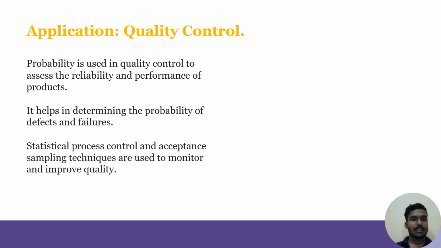Probability in quality control. Probability is used in quality control to assess the reliability and performance of products. It helps in determining the probability of defects and failures. Statistical process control and acceptance sampling techniques are used to monitor and improve quality.